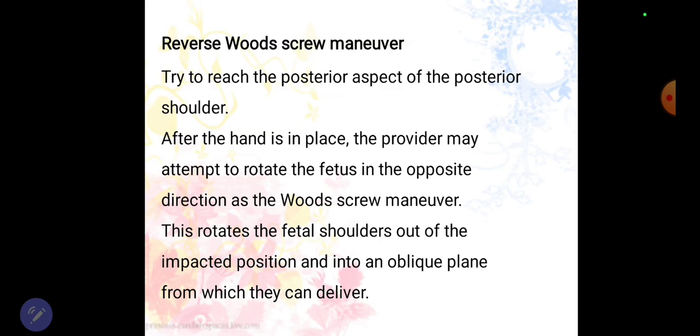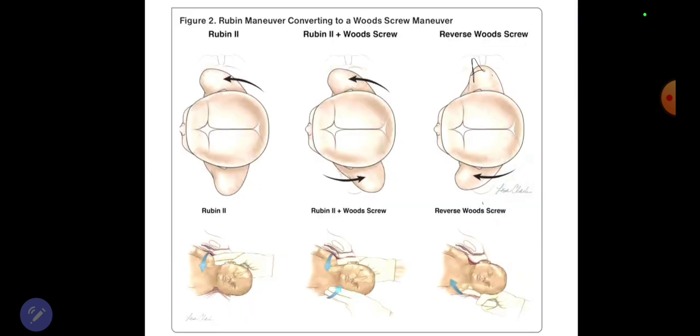In reverse wood screw, after the hand is in place, the provider or the doctor may attempt to rotate the fetus in the opposite direction to the wood screw maneuver. This rotates the fetal shoulders out of the impacted position and into an oblique plane from which they can deliver. This figure demonstrates Rubin 2, wood screw and reverse wood screw, all the internal rotatory maneuvers.